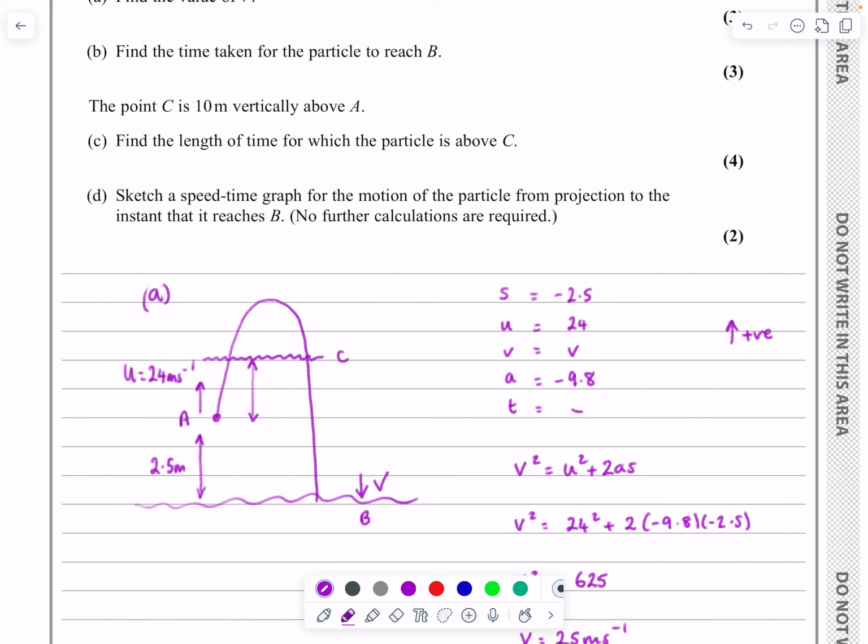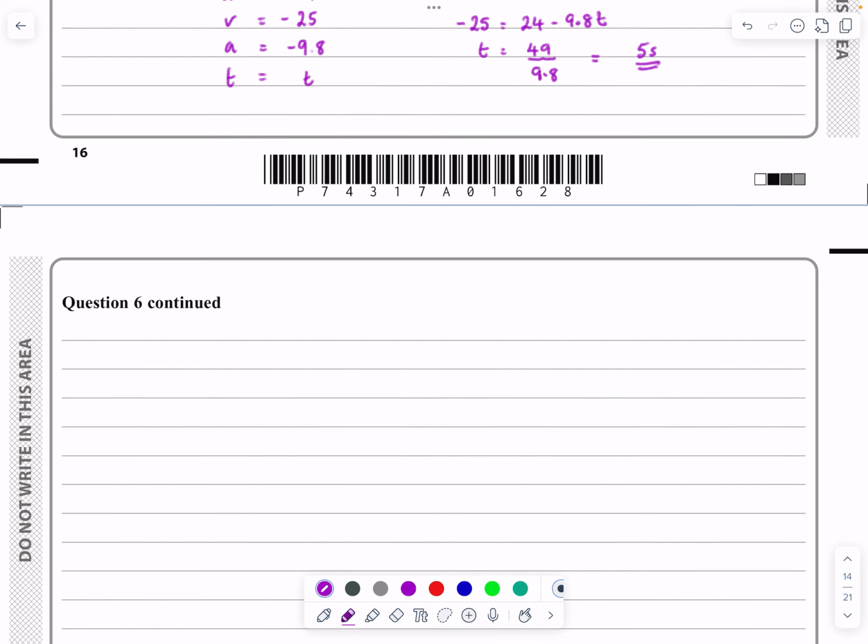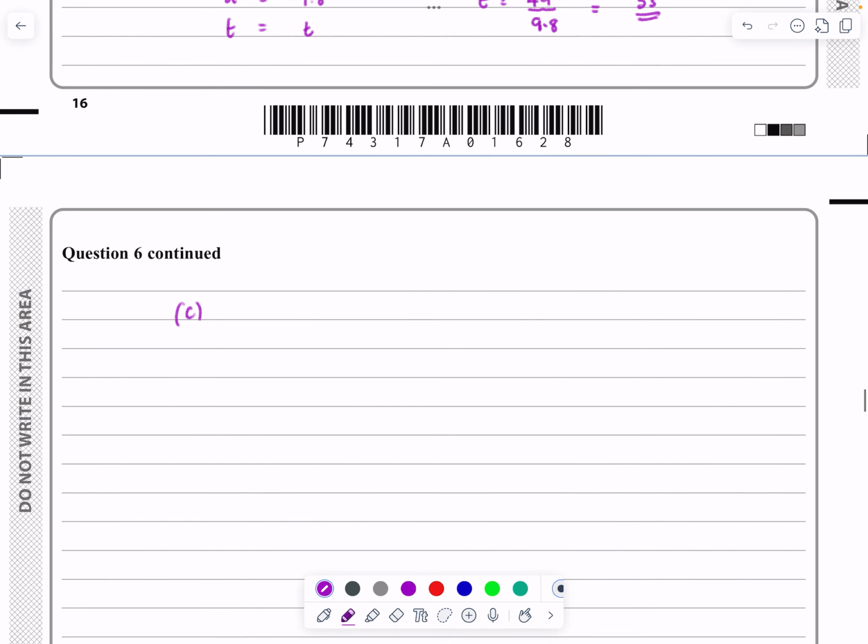So what I'm going to do is put that my displacement will be 10 meters there. And then I'll get a quadratic. I'll get the two times here, T1 and T2, and the time for which it is above C will be T2 minus T1, the difference between those two times. You should have done loads of those with the bookwork that you've done previously, I would hope. So part C, do a new set of SUVAT here, so S, U, V, A and T.